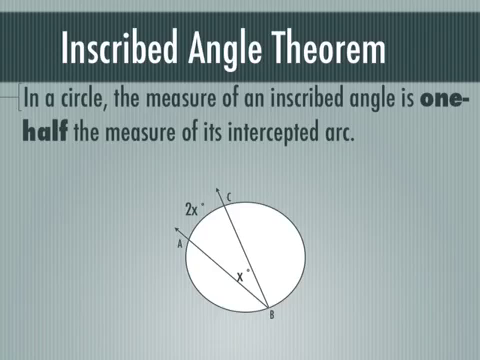The measure of an inscribed angle is half the measure of the intercepted arc, which essentially is double. It means that if you've got this angle, the arc is double what the angle is. It just depends on how you're looking at it. If you're going from arc to angle, you cut it in half. If you're going from angle to arc, you double it. So the arc is twice as big as the angle.